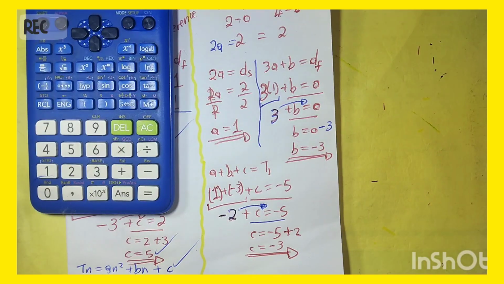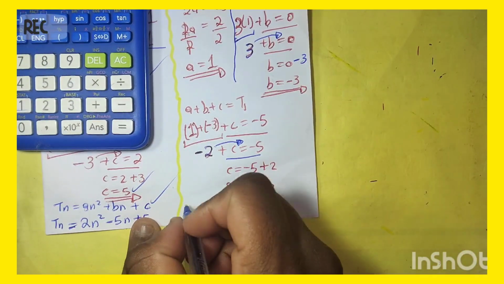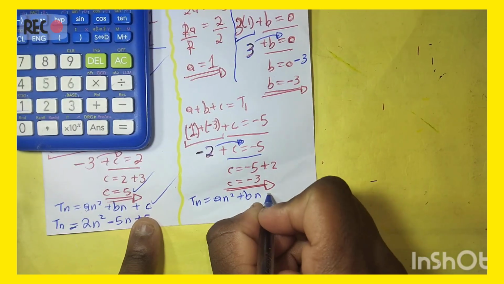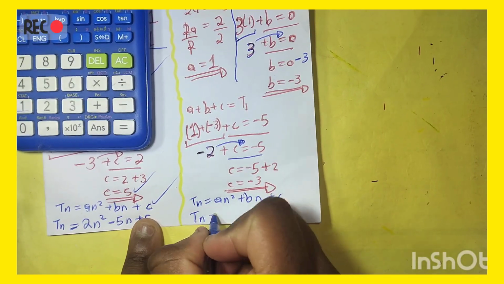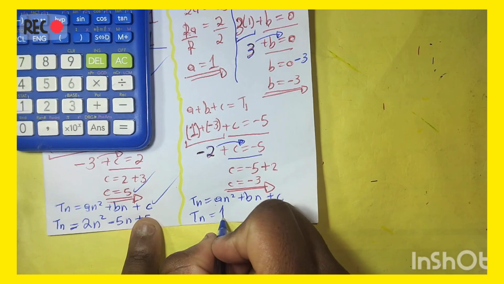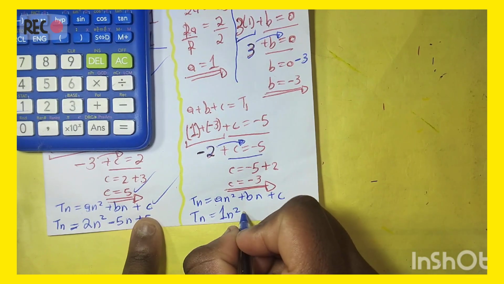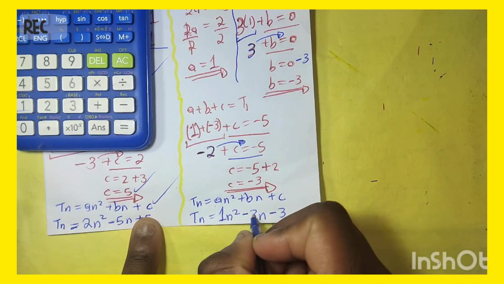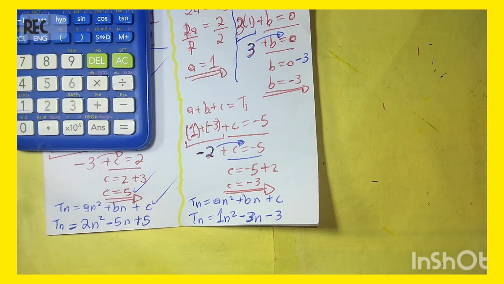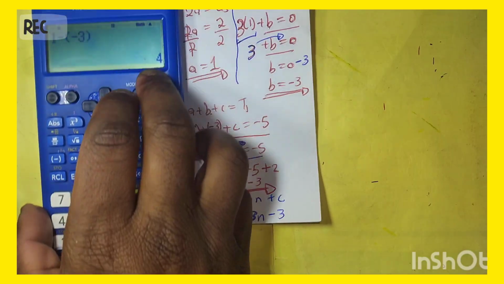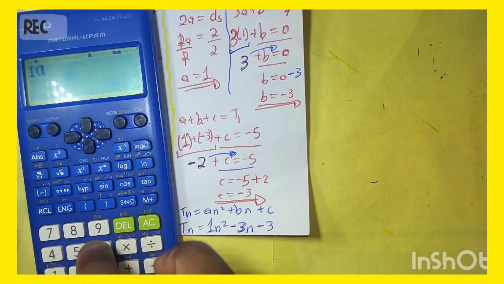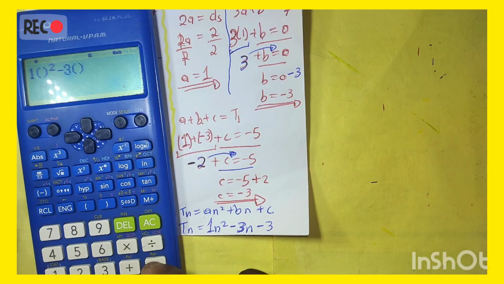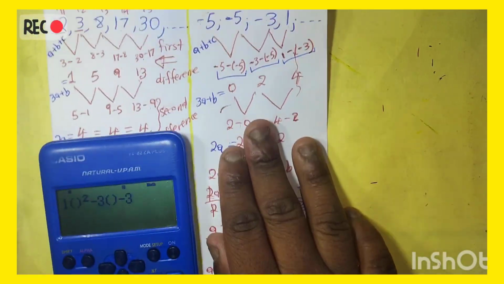So now, guys, I know the values for a, b, and c. I just go to the general equation, which is like this. Then I substitute again. Where there is a, I put 1, where there is b, I put negative 3, and where there is c, I put negative 3. Do you see, guys, this thing? It is what you call a general equation. It is the one that generates our sequence, which is minus 3. So this is the general equation.